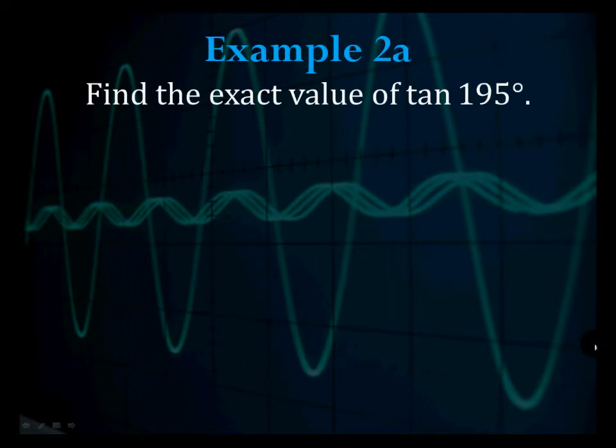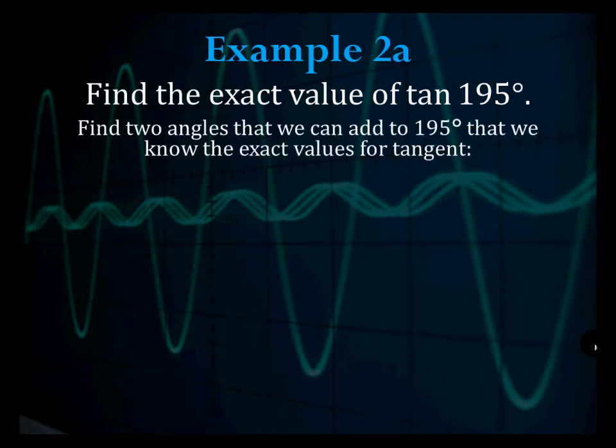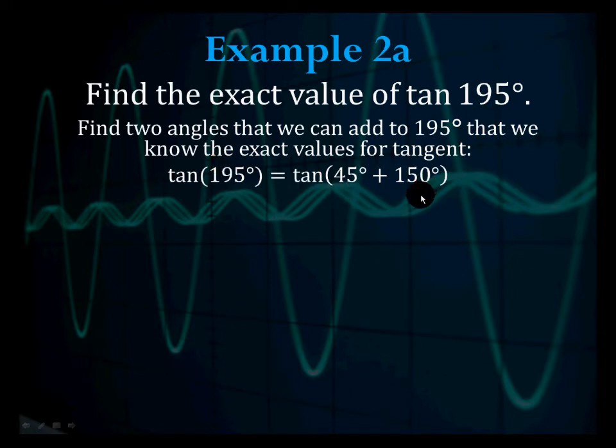Example 2a, find the exact value of tangent of 195. So you're going to want to use the tangent addition formula here. You're going to want to find two angles that we can add to 195 so we can know the exact values of the tangent for those values. Whenever you see a 5 here, you can pretty much assume it's going to have some multiple of 45 and 30. In fact, the easiest way to do it is probably to just take this number and separate it into 45 plus something else, which we'll do here with the tangent of 45 degrees plus 150. So we can figure out the tangent of 45 and the tangent of 150 because they have reference angles that are multiples of 30 or 45.